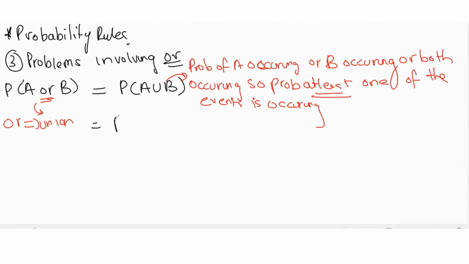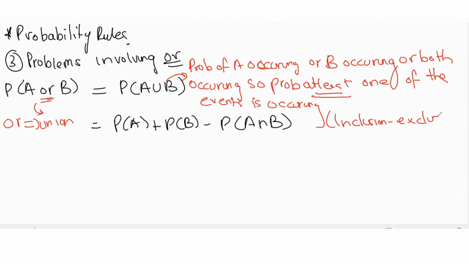And we can find this as probability of A plus probability of B minus probability of A intersection B. This is what we call the inclusion exclusion principle, or addition rule of probability. Now, in general, this is how you find the probability union of two events.